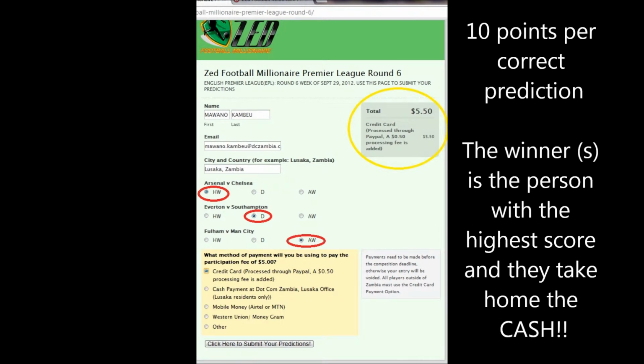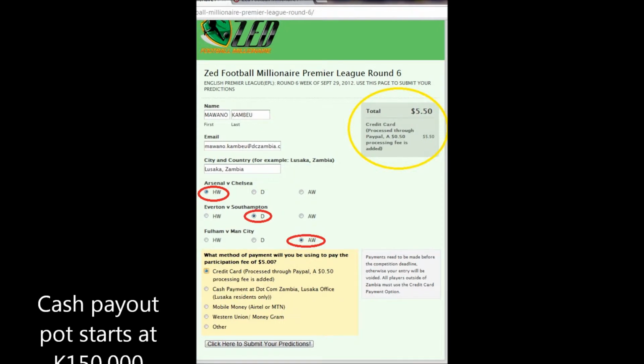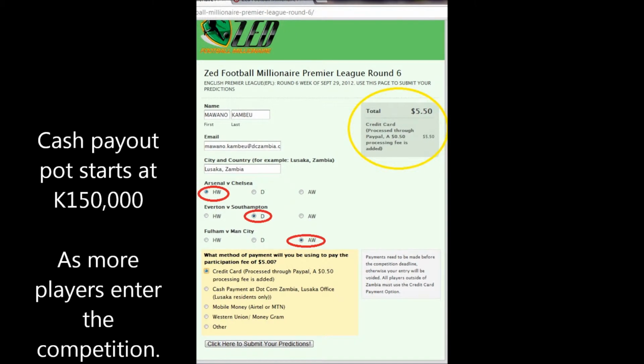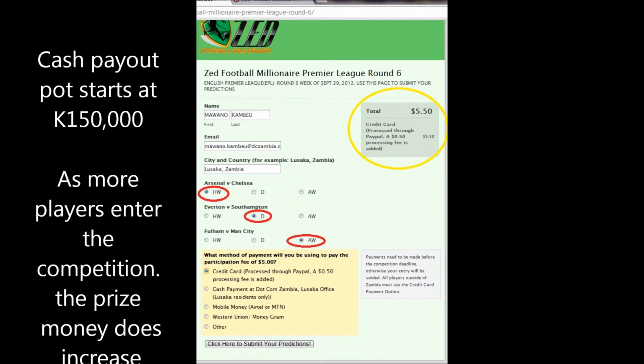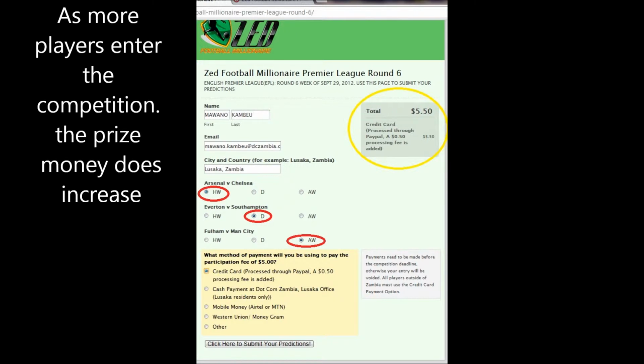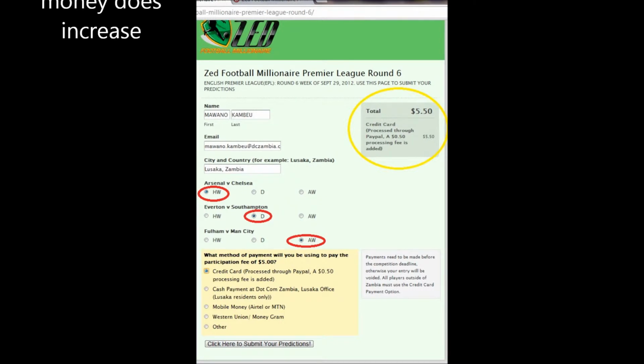What we do is we divide the winnings, the cash, among those players. Now, the question you might be asking is, how do the cash payouts actually work? We start each competition with a set amount of money in the pot. That amount of money is 150,000 kwacha. As long as we have 2 or more people playing, then we go ahead and run the competition. But as more people begin to take part, the amount in that pot begins to increase to an unlimited amount. So it could be 1 million, it could be 100 million. The sky is the limit.